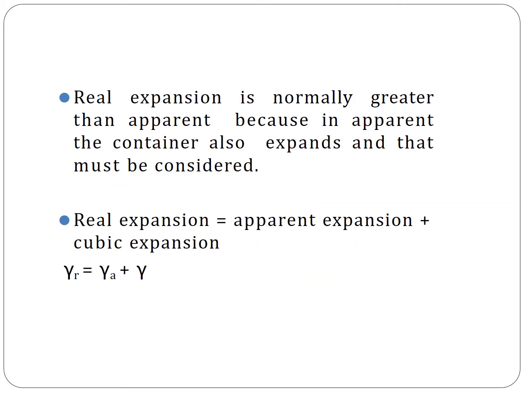Real expansion is normally greater than apparent because the container also expands, and that must be considered. Real expansion equal to apparent expansion plus cubic expansion of the container. Gamma R equal to gamma A plus gamma.